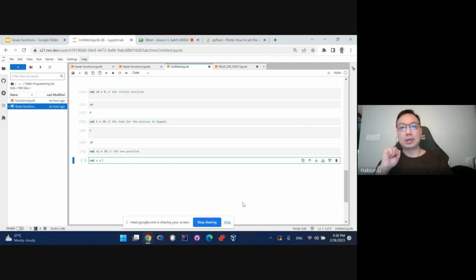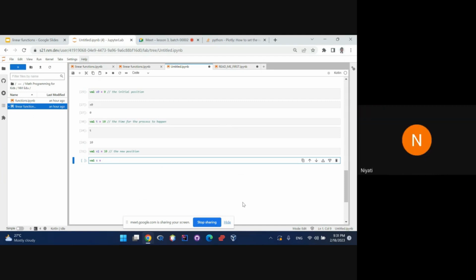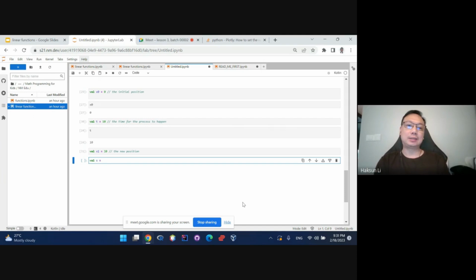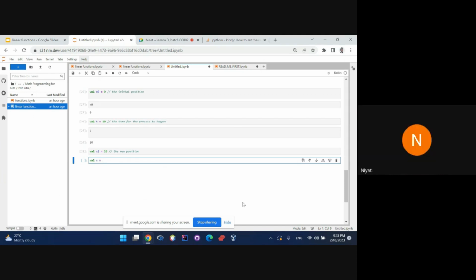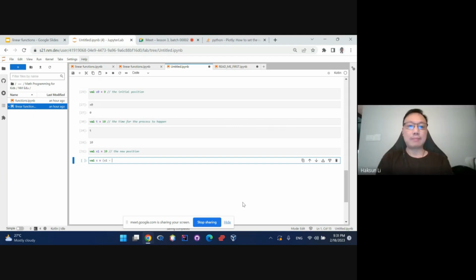So what's the change of distance here? Anybody know? How do you compute the change of distance here? What is it? 10. Well, how do you get 10? Yeah, it's 10, but how do you get it? So like this, x1 minus x0. Very good. It's x1 minus x0. So this is the change in distance. But the speed is not just the change in distance. Speed is the change in distance per unit time.